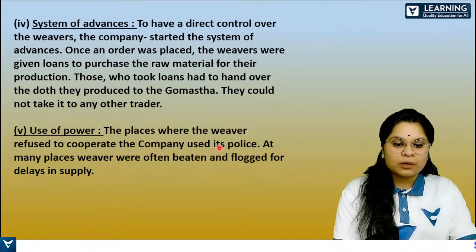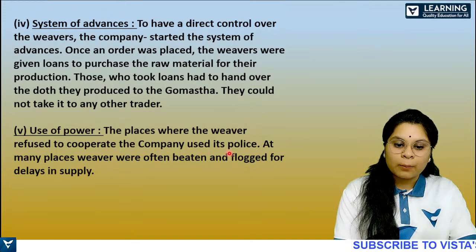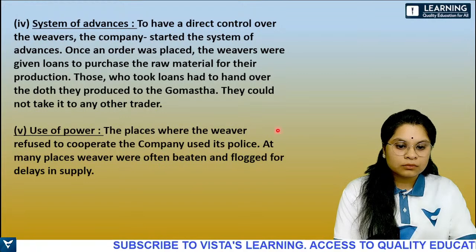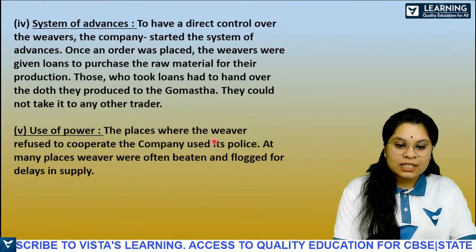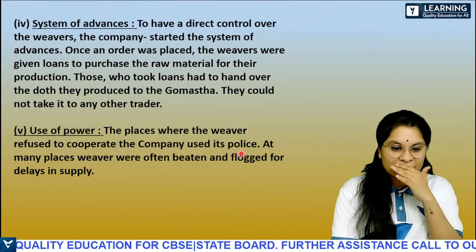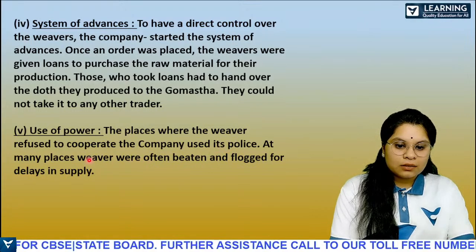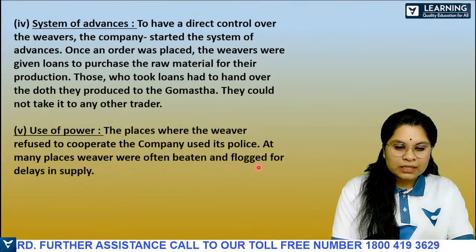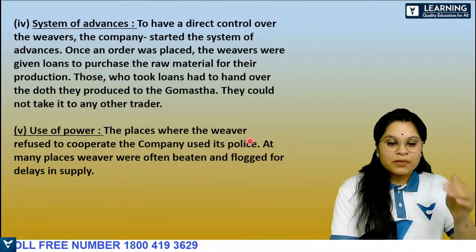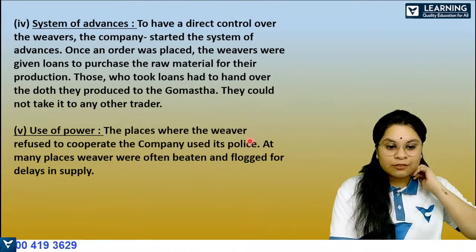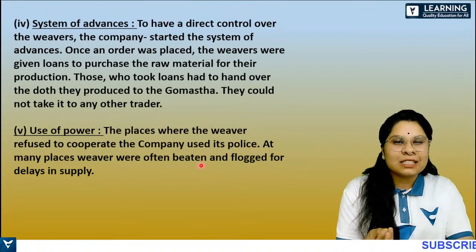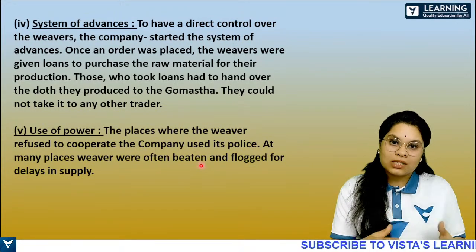Next one is use of power. The places where the weavers refused to cooperate, the company used its police. At many places, weavers were often beaten and flogged for delays in supply. So basically, the company used its police, and they were beaten brutally when the supply was delayed.